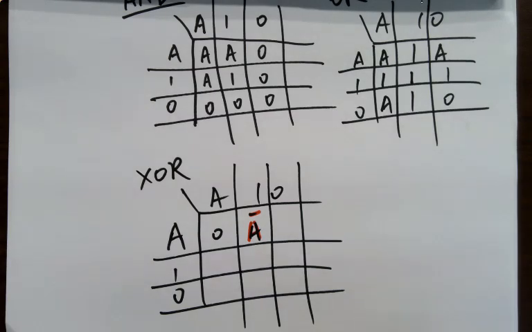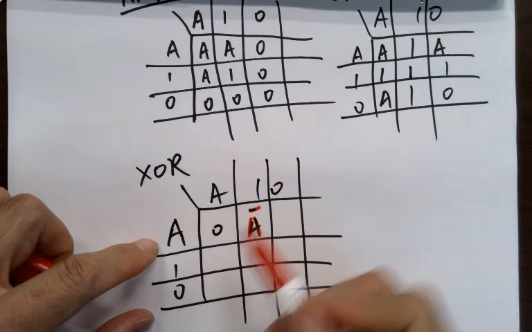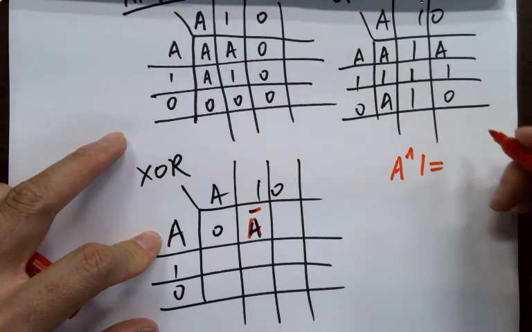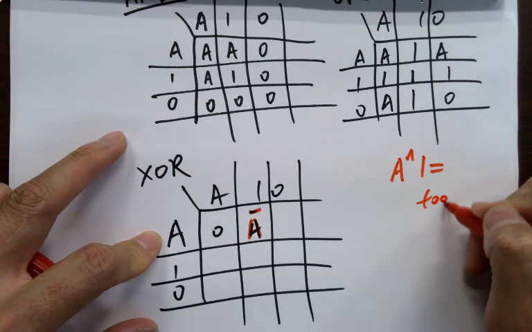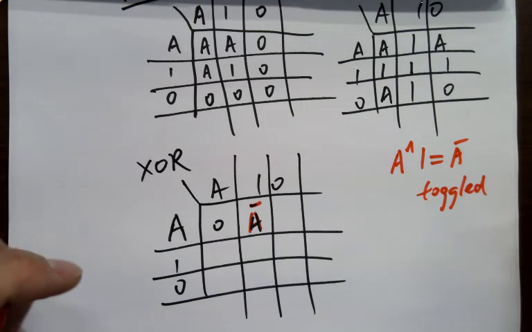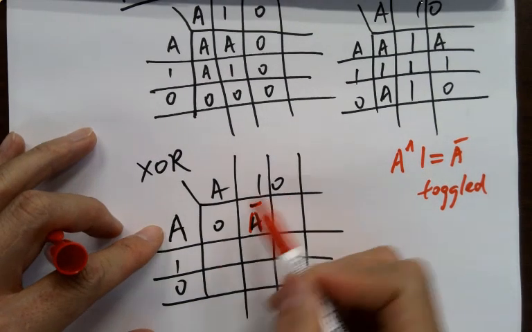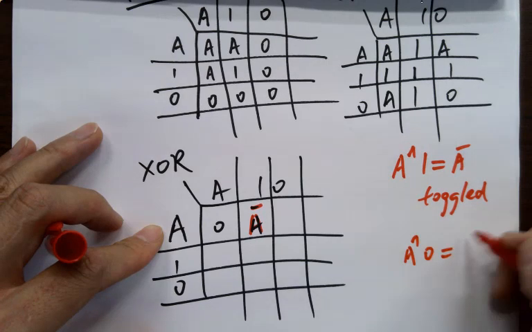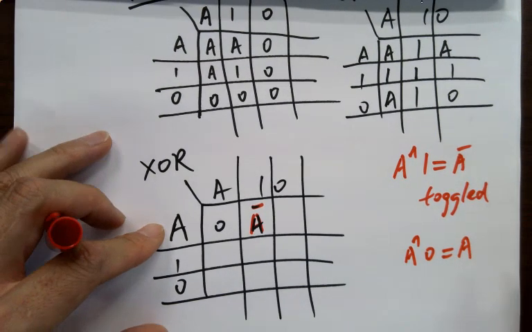It's just the electrical engineering specific term to be used. So if A XOR 1, A will be toggled, right? It will be A not. If A XOR with 0, it will still be A. How to verify it?